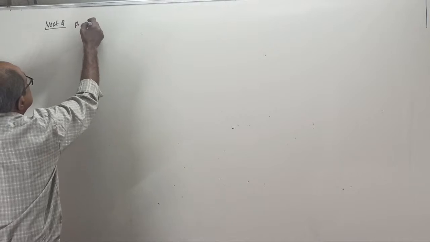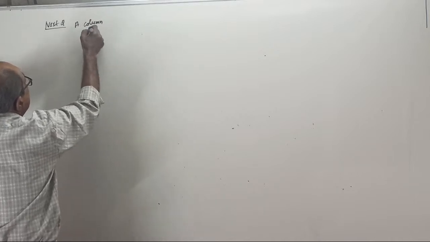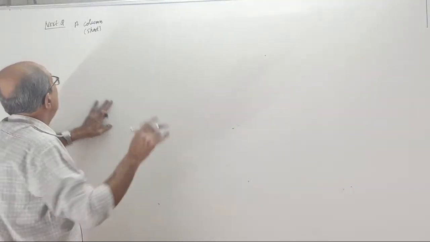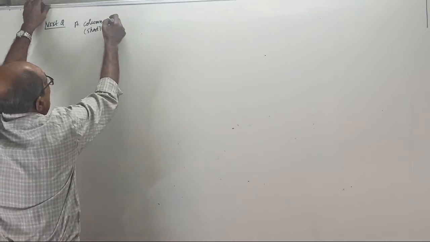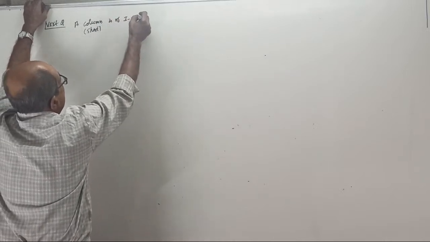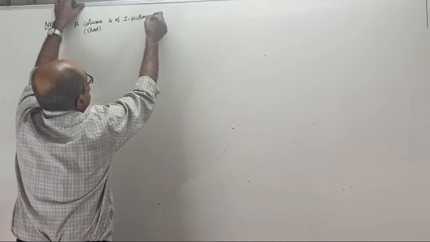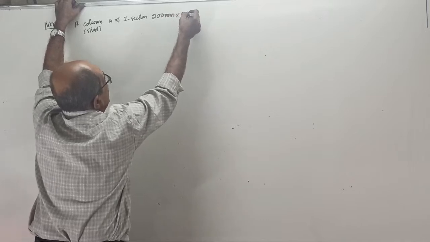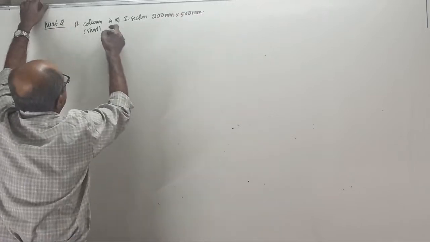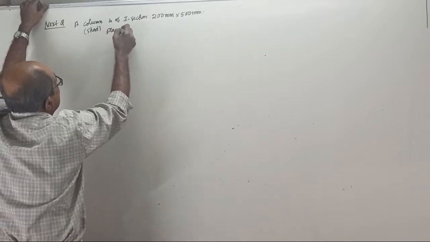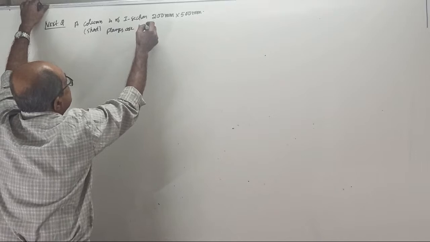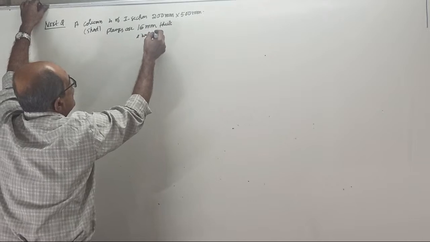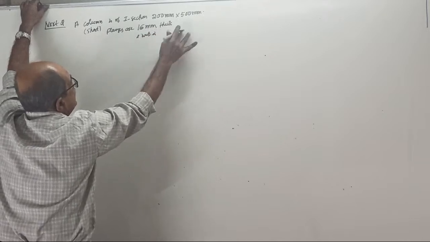A column, very important, a short column. If it is a long column, I told you corrections are required in RCC or steel. A short column is of I section 200 millimeter by 500 millimeter. Flanges are 16 mm thick, and web is 10 mm thick.